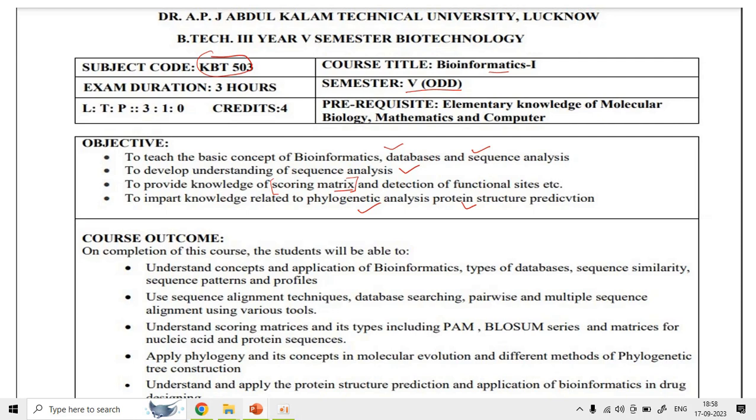Each thing we will see one by one as per the syllabus as we move further in the lectures. The course outcomes: there are 5 COs as per the units, CO1 being to understand the concept and application of bioinformatics, types of databases, use sequence alignment techniques, matrices, phylogenetics and applications.